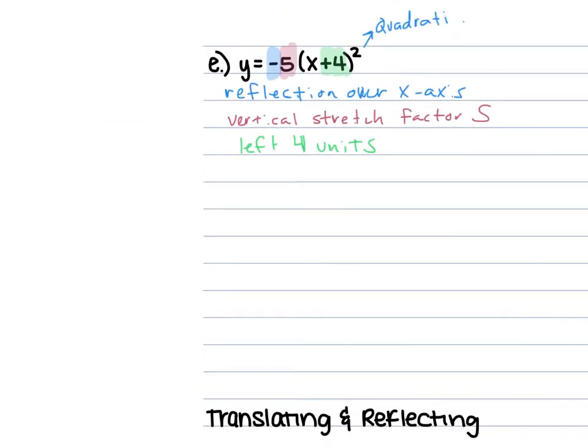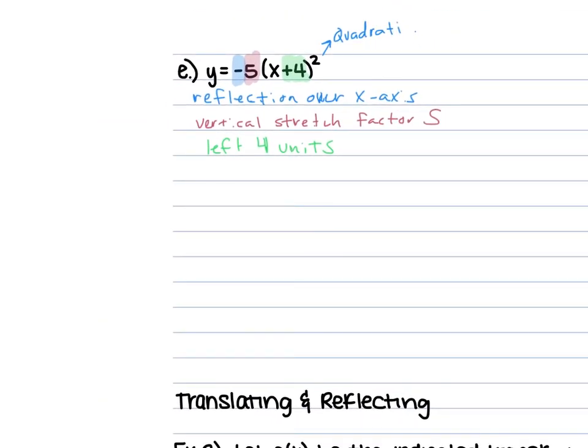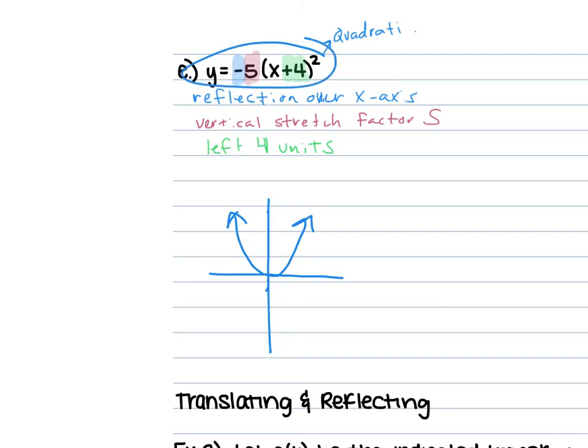So if we had a graph here, we know that our parent function of our quadratic is a U-shaped graph. So it would look like this. And we could graph this function without even plugging in any numbers. We know that the negative out front means that we reflect over the x-axis, so our graph now turns upside down.